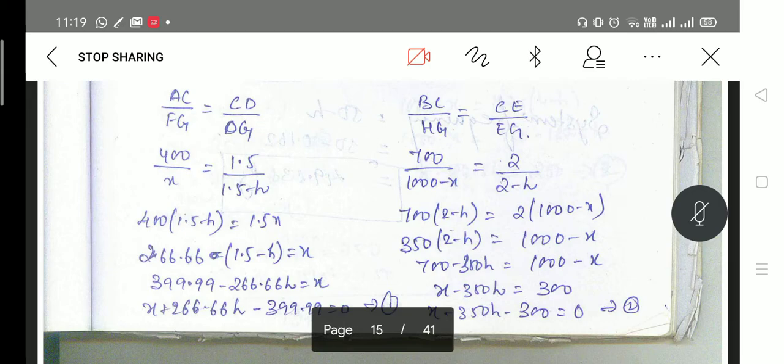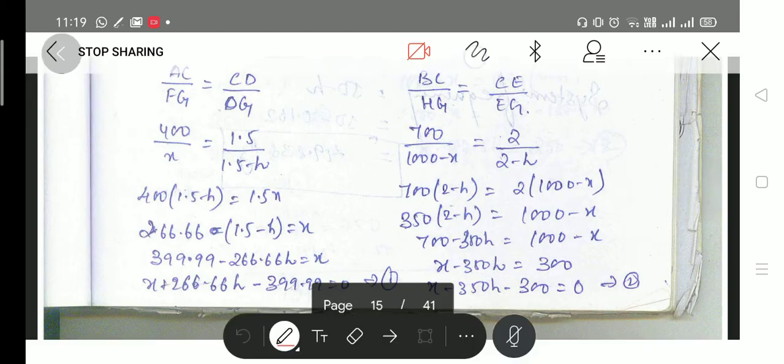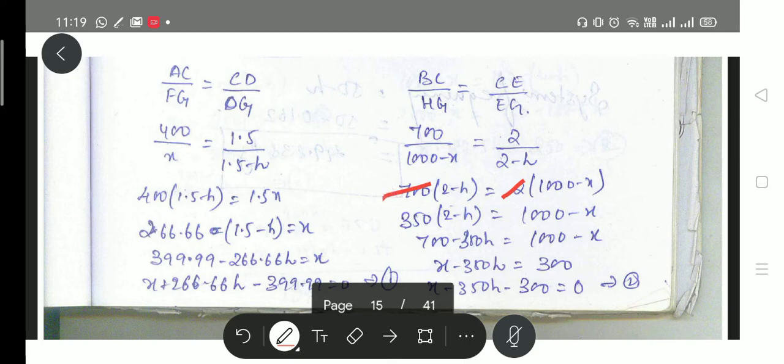Okay, from this I am dividing with this one, then we will get 350 into (2 minus H) is equal to 1000 minus X. After that we can multiply this one, 700 minus 350 H is equal to 1000 minus X. Okay, from this X minus 350 H is equal to 300. This is the second equation. This is the first equation.